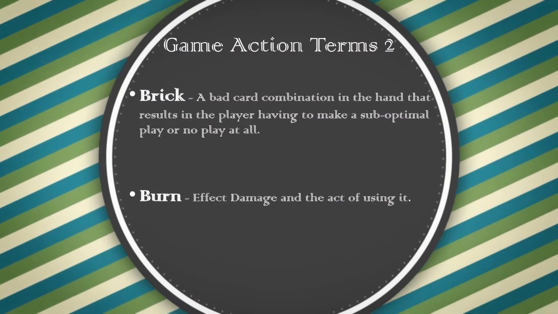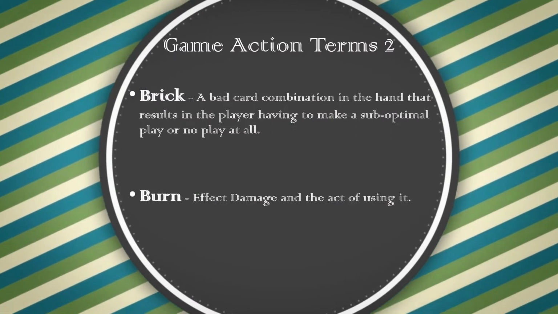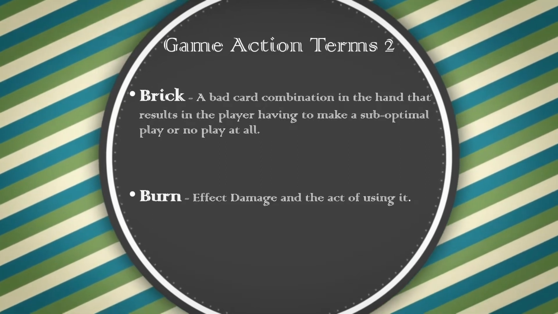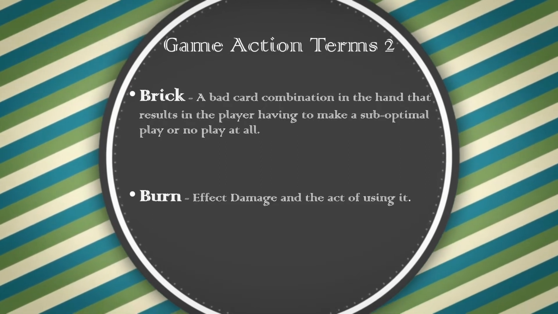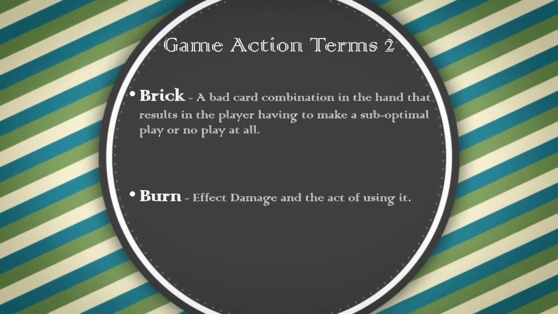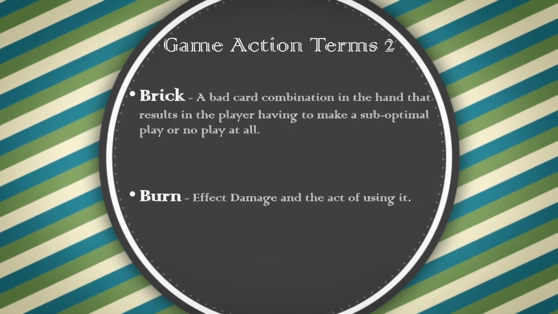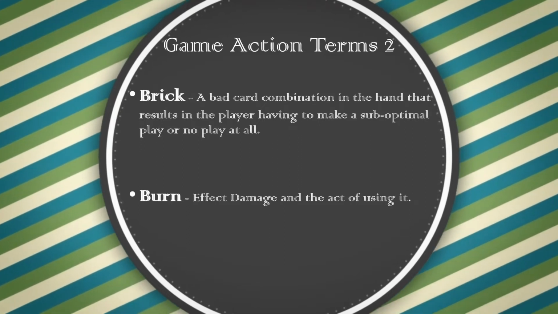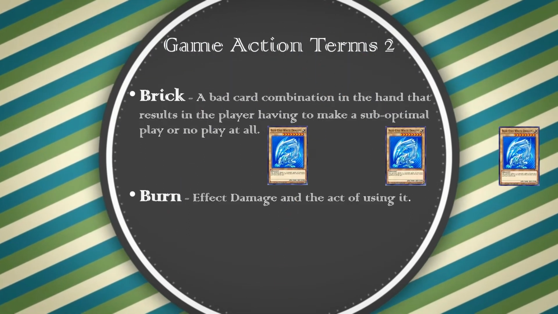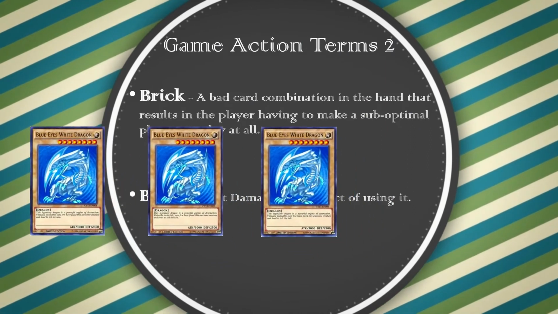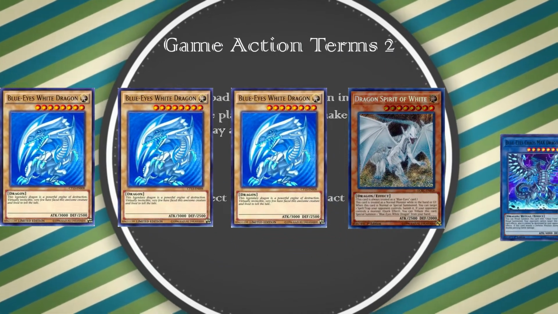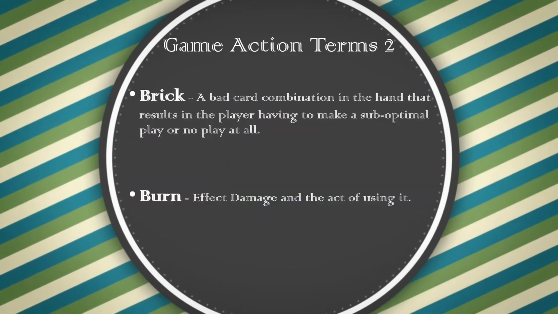Brick. A bad card combination in the hand that results in the player having to make a suboptimal play or no play at all. You may hear a player say that they bricked. This just means that their hand was basically unplayable. An example of a brick would be going first and drawing 3 Blue-Eyes White Dragons, 1 Dragon Spirit of White, and 1 Blue-Eyes Chaos MAX Dragon. As you can see, not a single play can be made, therefore, you bricked.